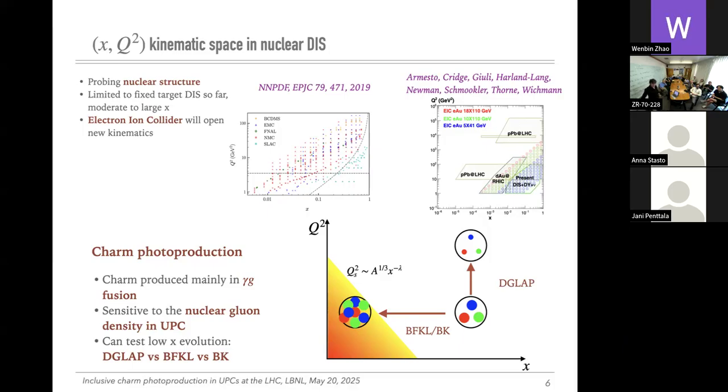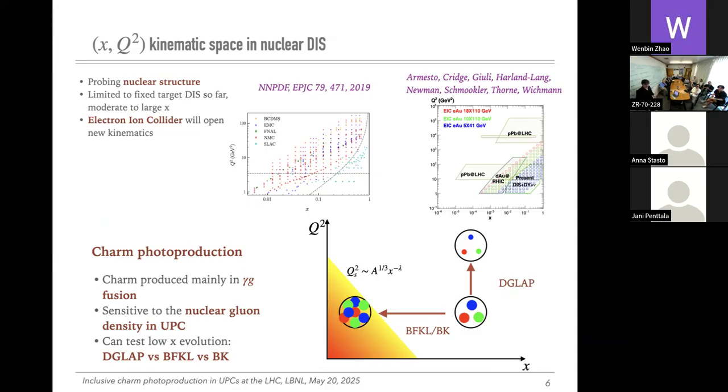So in nuclear DIS so far, the DIS probe, this x and Q squared, these are all fixed target data, so kind of moderate to large x. We hope the EIC can go to lower x. This is a plot that I took from this nice paper, where the colorful squares indicate the simulated data for different EIC energies. So you see how it enlarges the phase space towards lower x.